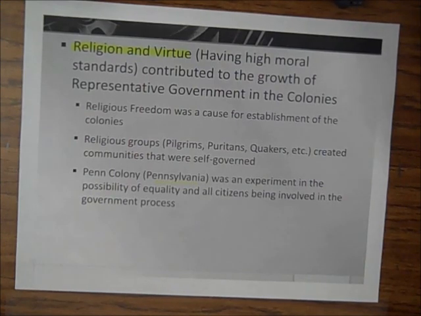Religious groups such as the Pilgrims, Puritans, and Quakers, and many others created communities that were self-governed. That means they governed themselves. And the Penn Colony in Pennsylvania was an experiment in the possibility of equality and all citizens being involved in the government process.